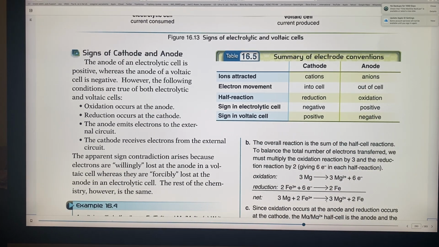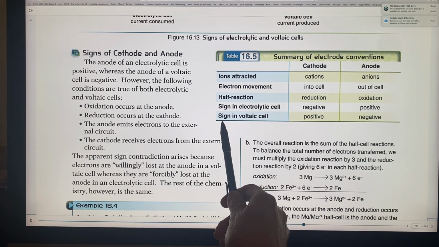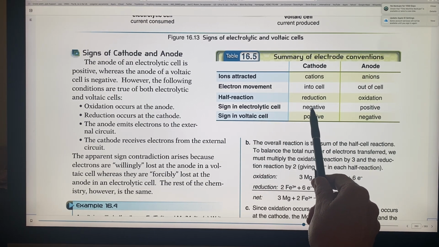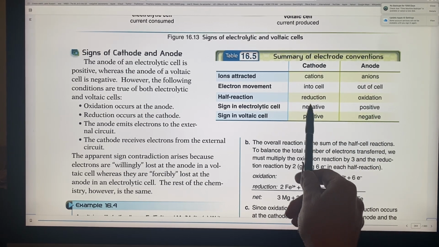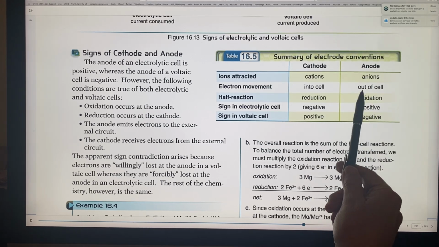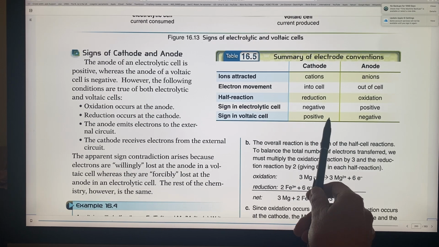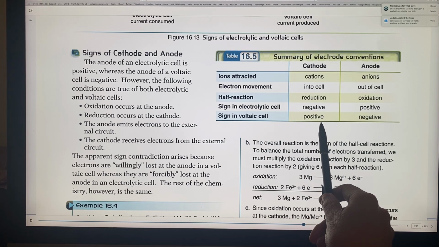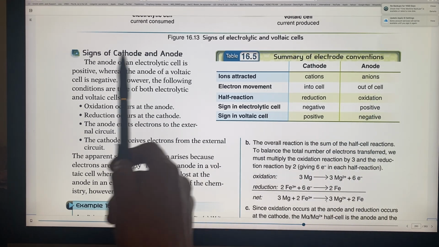And the sign in the electrolytic cell, this is the difference. In the electrolytic cell, the sign of the cathode is going to be negative and the anode positive, right? Because negative is drawing in the cations. But the sign is going to be reversed in the voltaic cell. This is the key, the difference between the two. It's going to be positive at the cathode and negative at the anode.